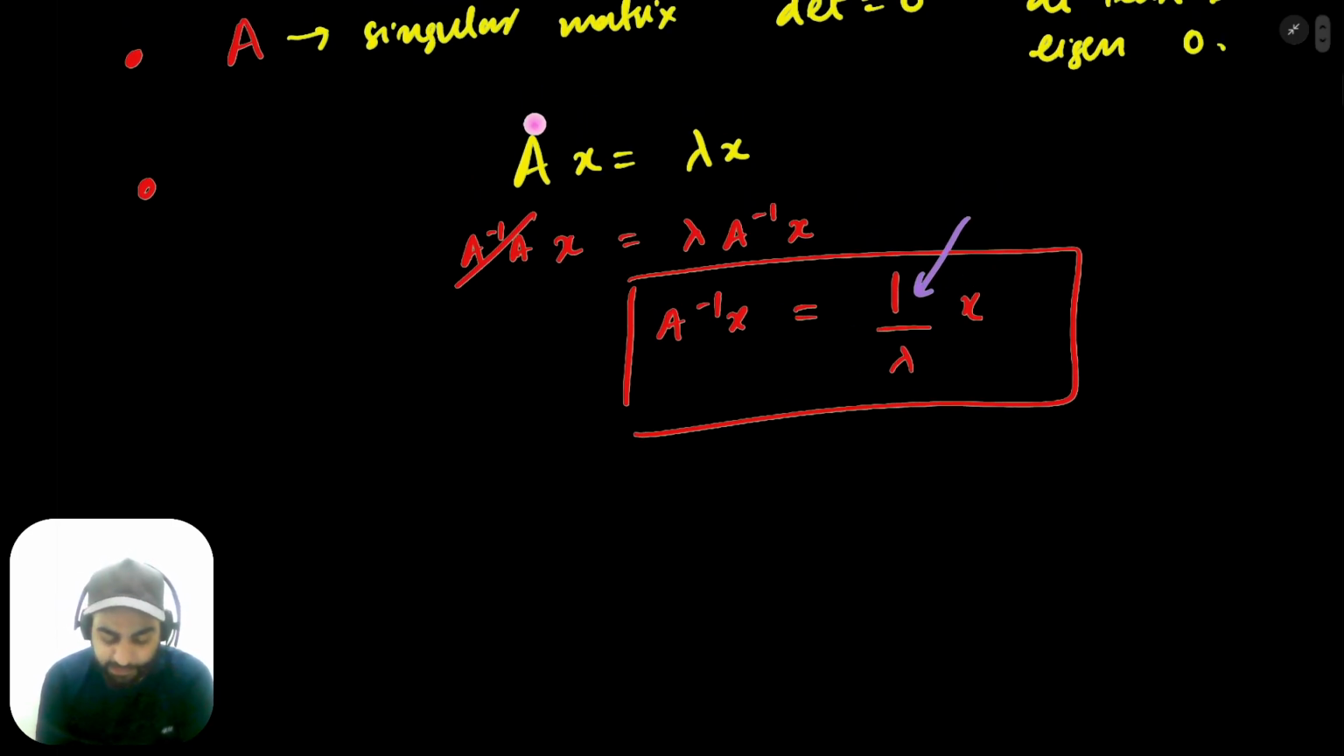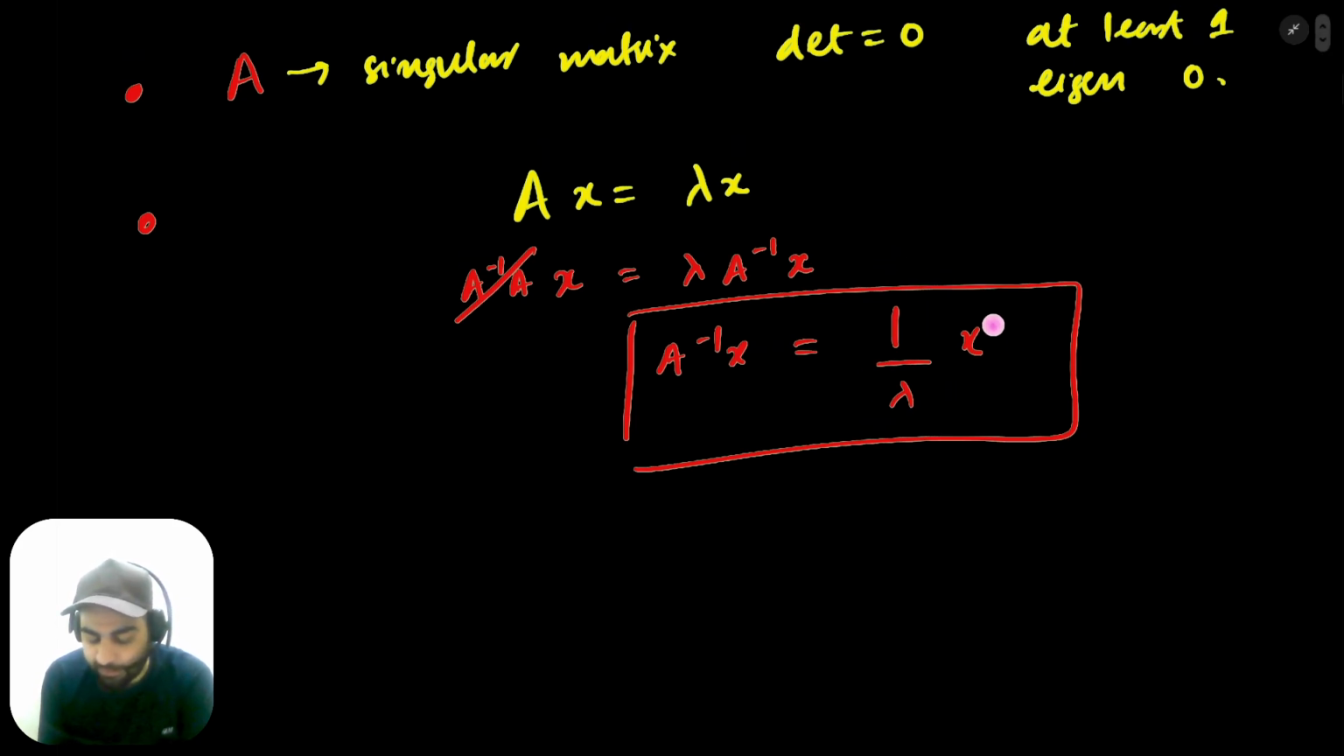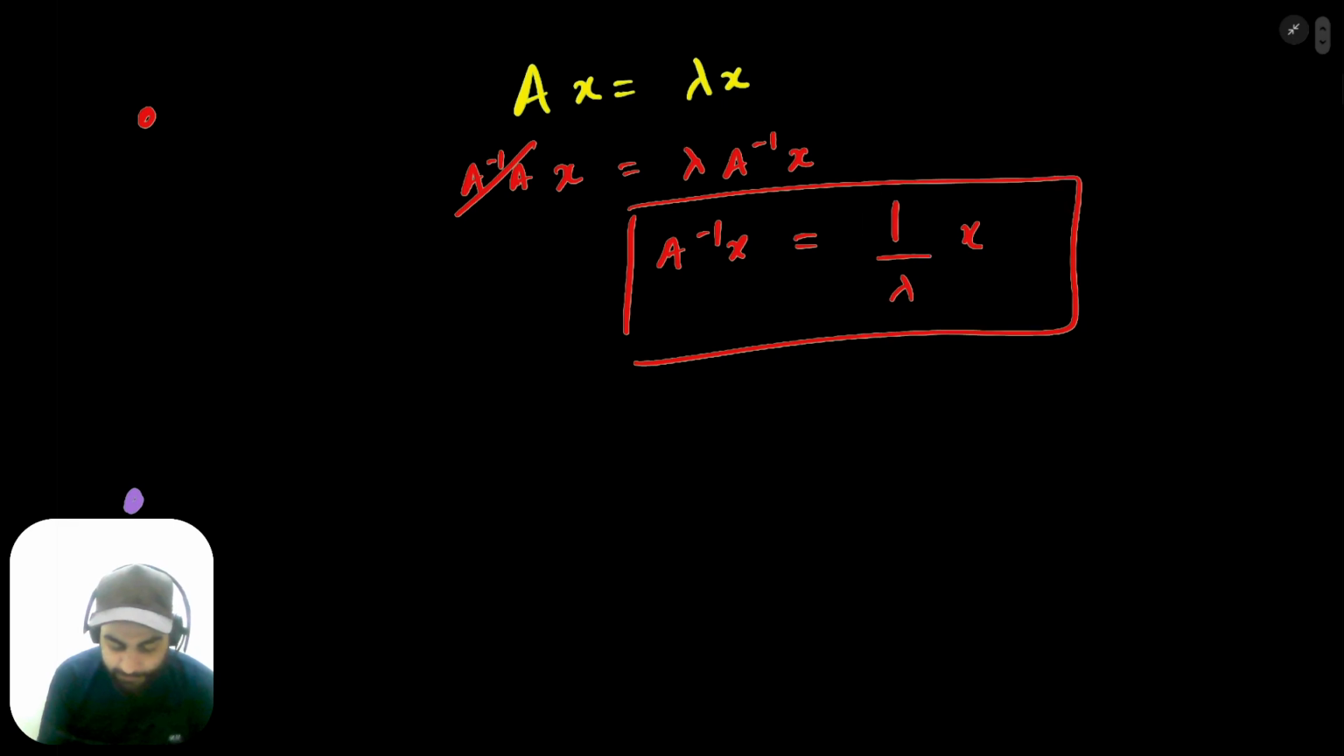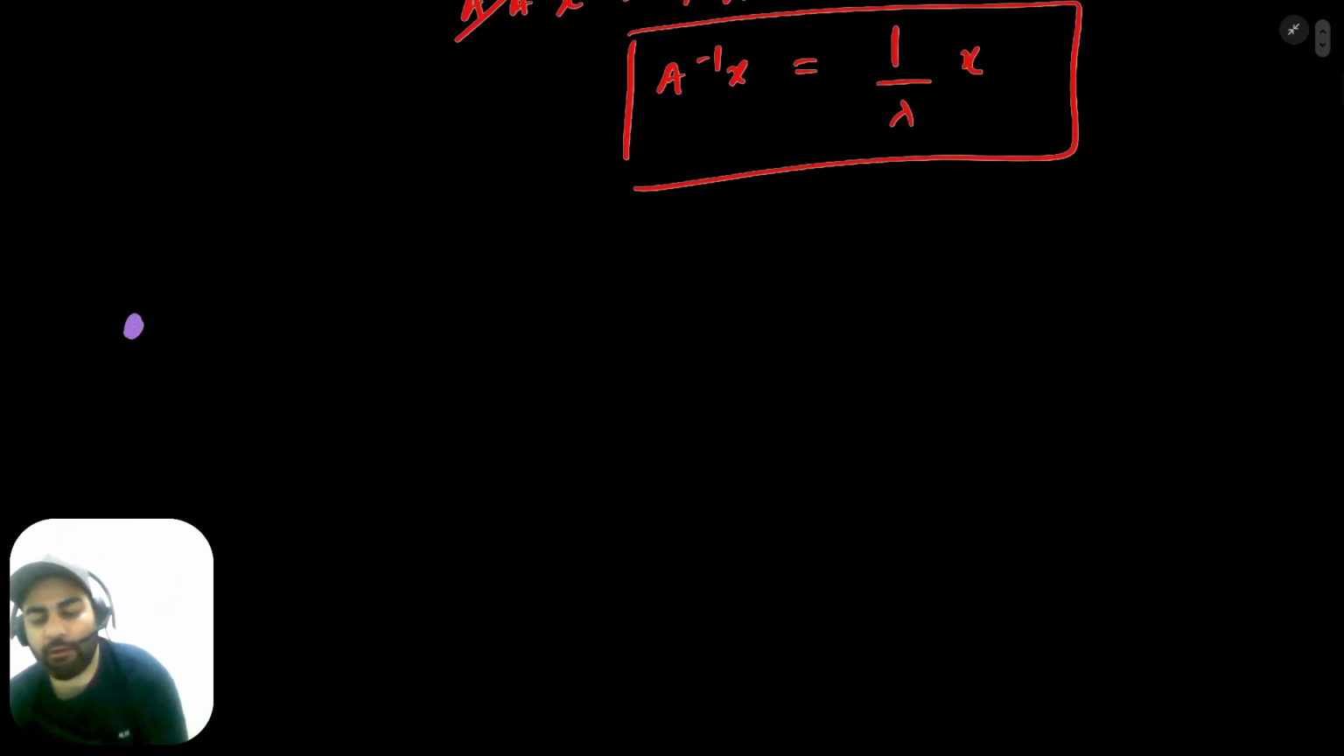So if we have a matrix A, for which the eigenvalues are lambda and the eigenvectors are x, then for the inverse matrix A inverse, we have the reciprocal of the eigenvalues that we had for A, and the eigenvectors will remain similar. Is it clear?